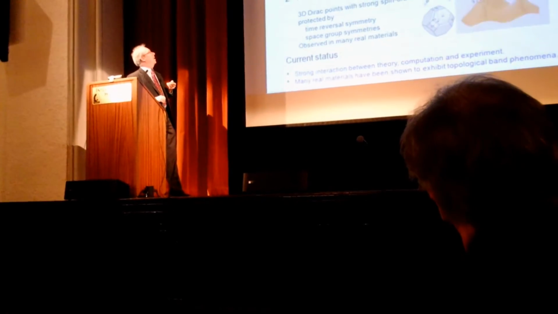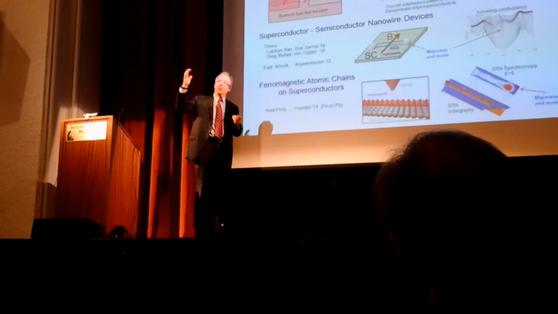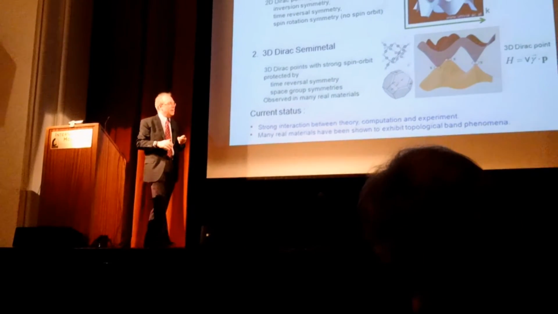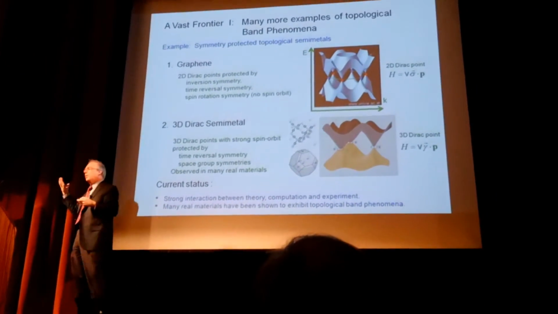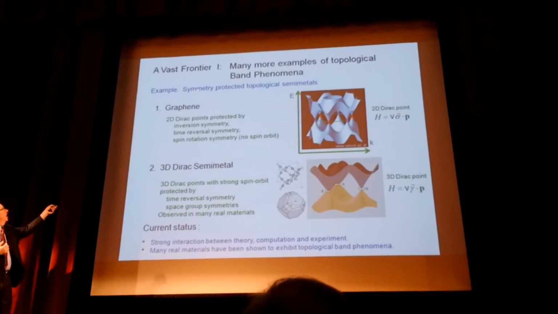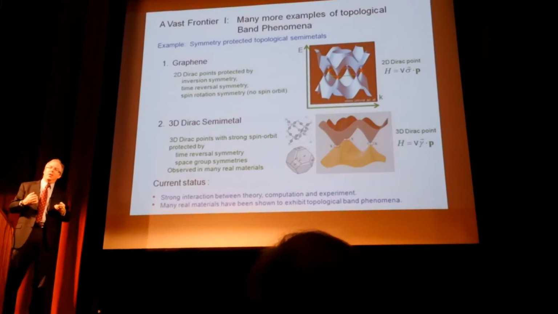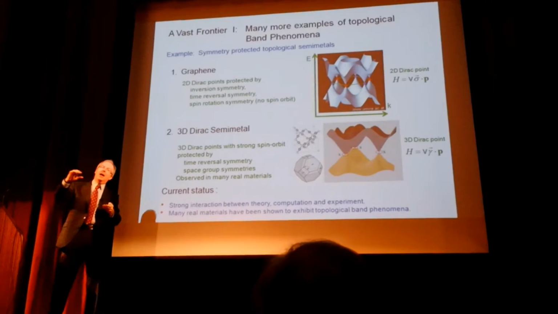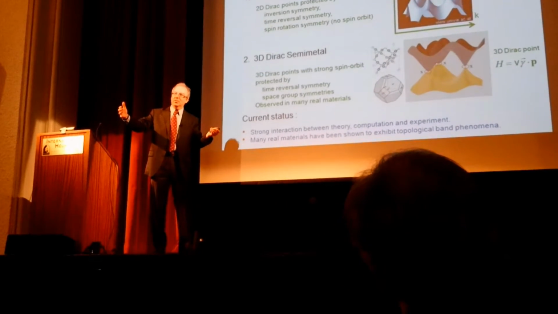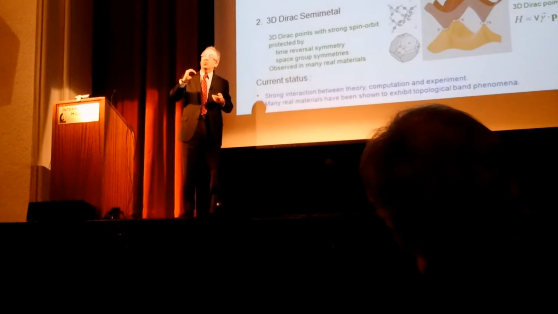So I want to just finish up and tell you a little bit about the frontier of where other directions are heading. There's a lot of frontier work going on in topological superconductivity. Let me just say that there are two different directions that I think you can go with this. One frontier is that there are many, many more examples of topological band phenomena. By band phenomena, I mean phenomena that can be described within the band theory of solids. Because when it works, band theory works really well.